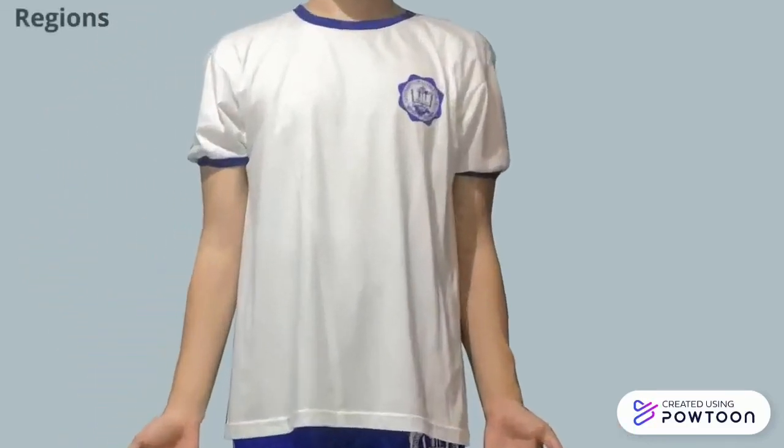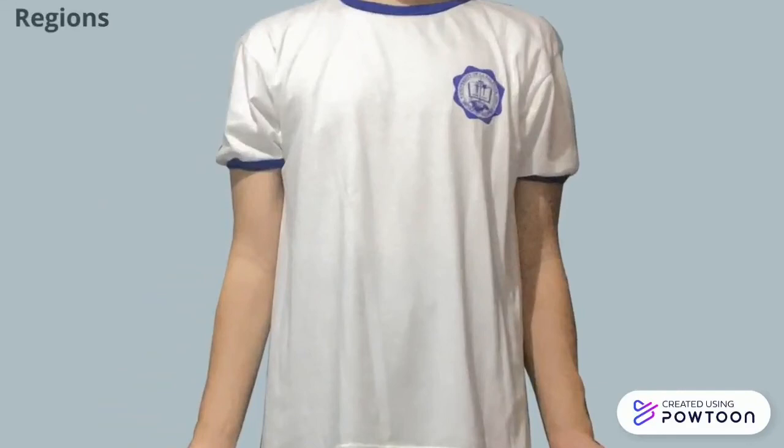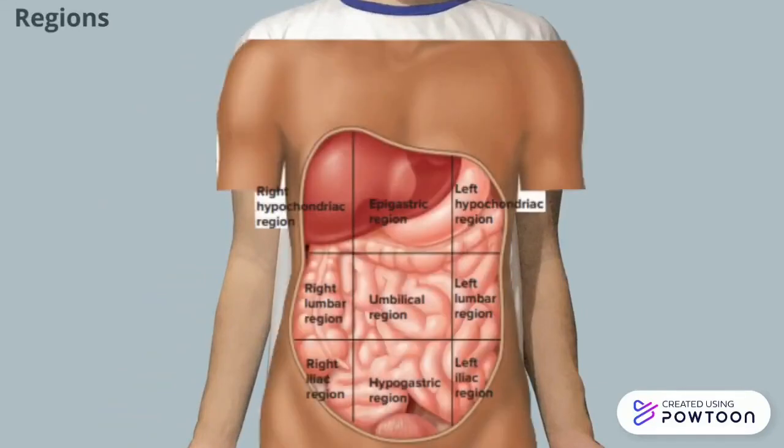There are also 9 regions that this area consists of, and these are right hypochondriac, left hypochondriac, epigastric, right lumbar, umbilical, left lumbar, right iliac, hypogastric, and left iliac region.